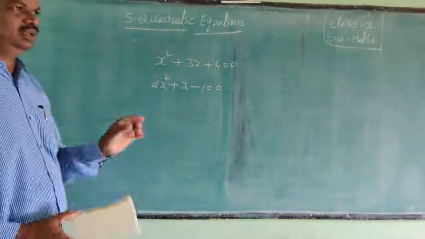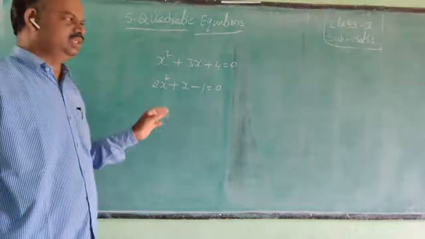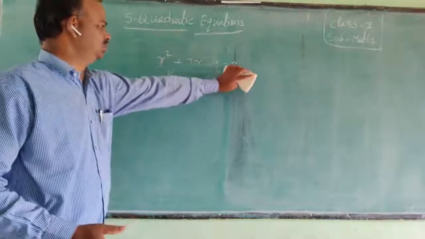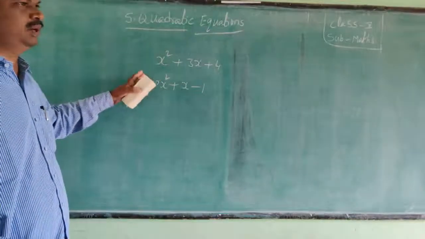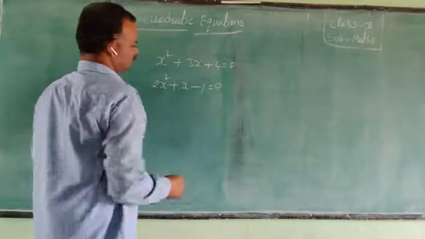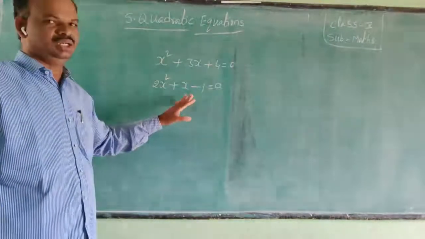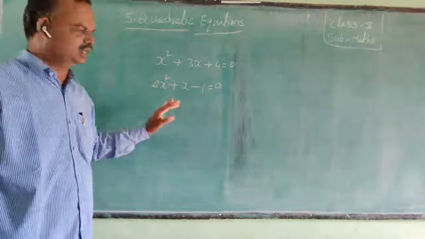Yes, there is a little difference between a polynomial and an equation. In a polynomial, these values are not equal to 0. These are the quadratic polynomials. If they are equal to 0, they are called quadratic equations.